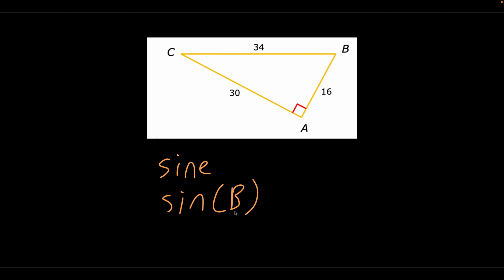So the sine of B, you look from B's perspective and you say, okay, directly across or opposite the B is 30. So this is the opposite side. Across from the right angle is always the hypotenuse, always, which leaves the adjacent side. Adjacent just means right next to. So it's right next to the angle B, and it's not the hypotenuse.